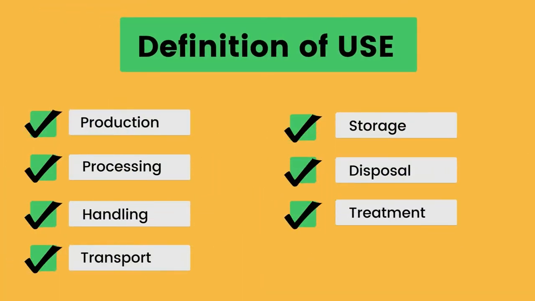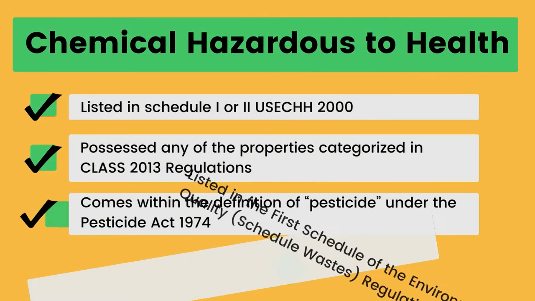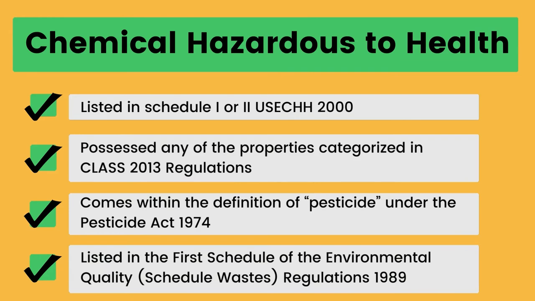Definition of use: production, processing, handling, transport, storage, disposal, treatment. Chemical hazardous to health: hazardous chemicals are substances that can cause adverse health effects such as poisoning, breathing problems, skin rashes, allergic reactions, allergic sensitization, cancer and other health problems.